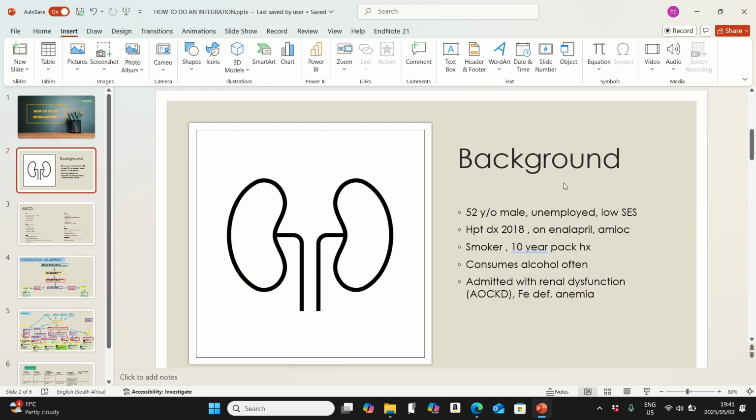Okay, so the case study that I'm presenting is a hypothetical situation. I try not to make it too complicated, just so that we understand how to get into the integration. Okay, so we have a background. So we have the patient background here.